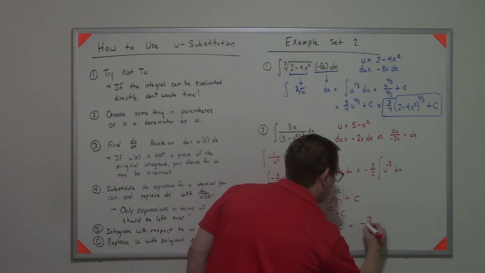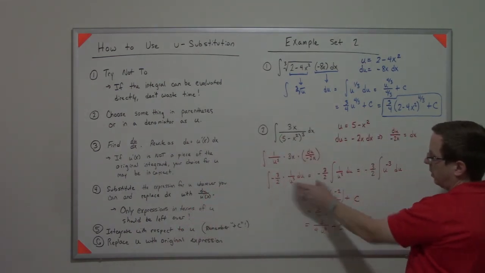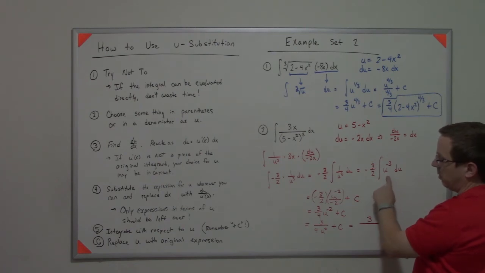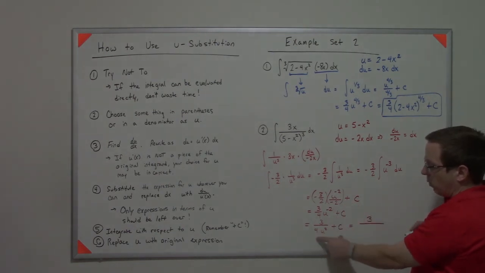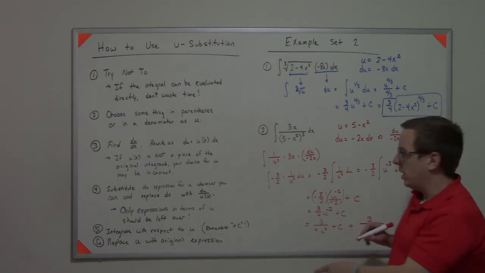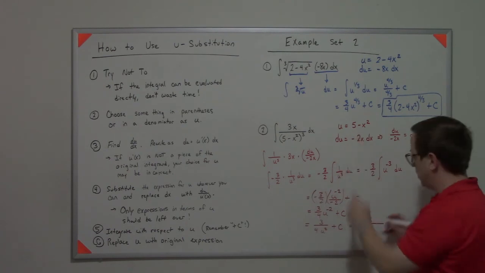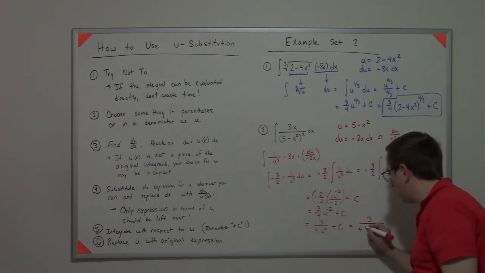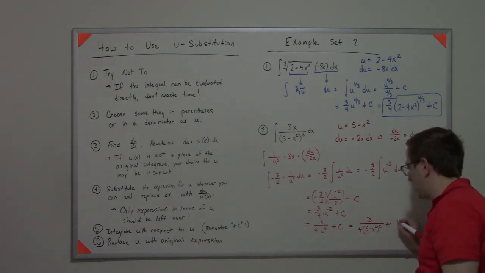So again, we're now in u here. Once we've gotten to here, this is the antiderivative, now that we've simplified it to a place that we like. Let's go back to x. That's the final. So that's 3 over 4 times 5 minus x squared, squared, plus c.